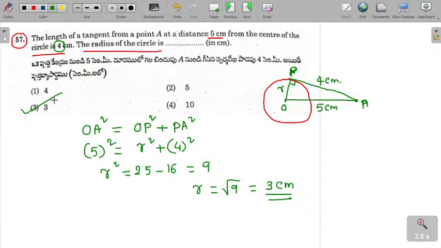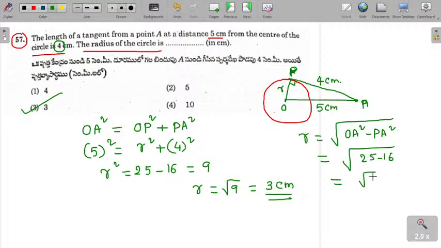Yes, absolutely correct. Or directly also we can write here. Now R is equal to square root of OA square minus PA square. So that is equal to 25 minus 16. That will be root 9 is equal to 3 centimeters. This is the radius of the circle. Right.